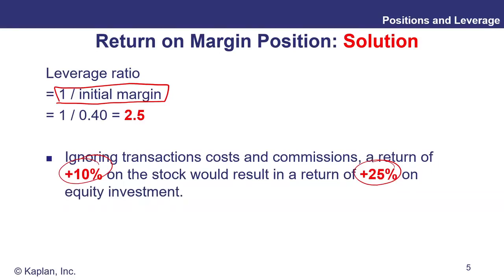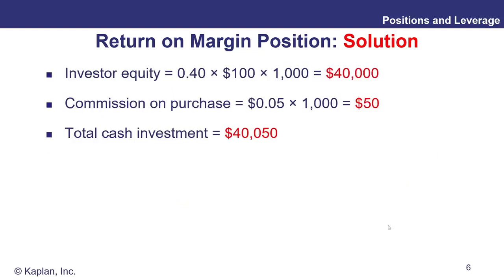Let's see if we can get a result like that with our worked example. So how much of our own money do we have to put in? It's 40%, remember, that's the initial margin. Each share was $100, so $40 per share, and there were 1,000 shares. So in total, we are putting $40,000 of our own money into this. Now, we do have to pay commission when we purchased the shares. It was 5 cents per share. That's $50 in total. So overall, we've put in, to create this position, $40,050 of our own money. Now let's see what happens at the end.